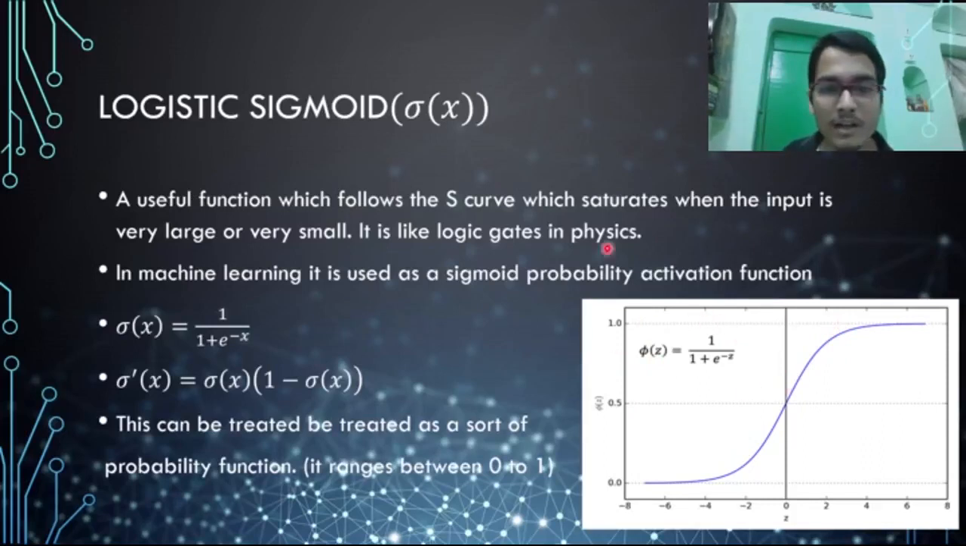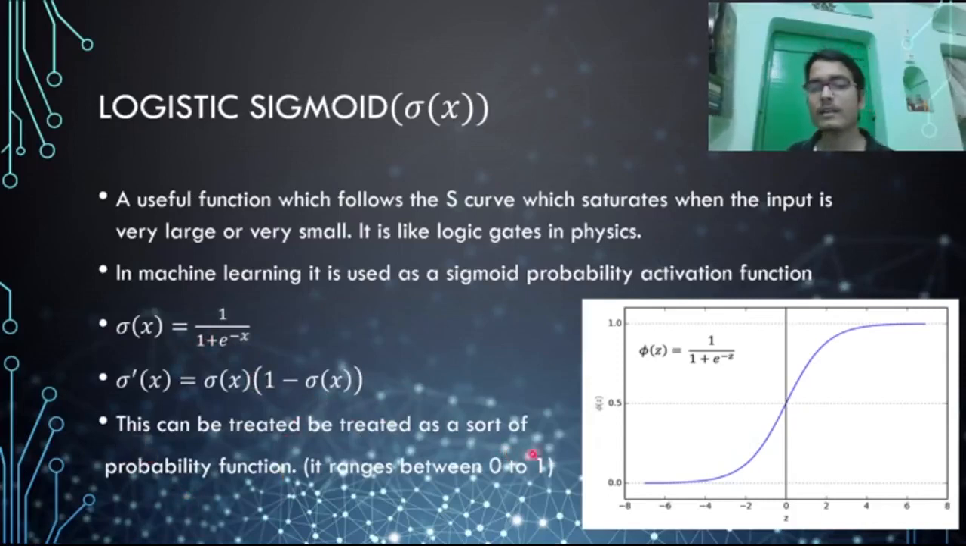In machine learning, this is the sigmoid probability activation function. It has a unique feature: you can calculate its derivative without actually calculating its derivative. What do I mean? Without using the operator dy by dz, you can easily find the derivative of this using this property. You can also easily prove that using some basic mathematics. You can easily prove this formula, and so this can be treated as one sort of probability function.